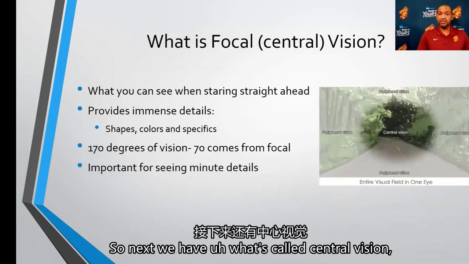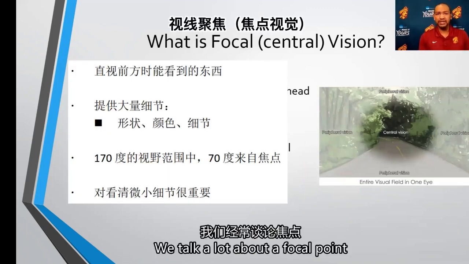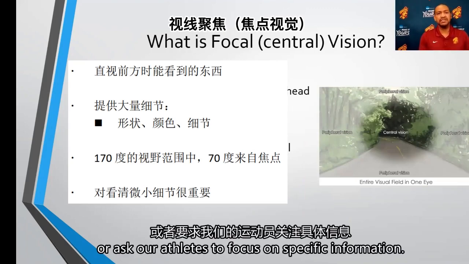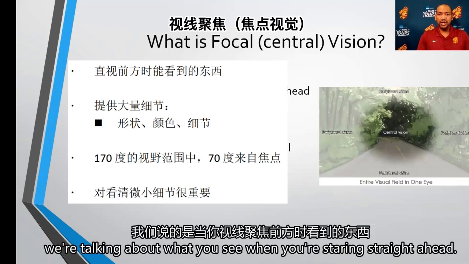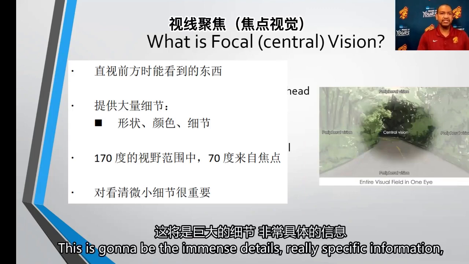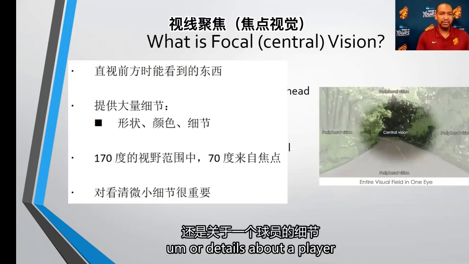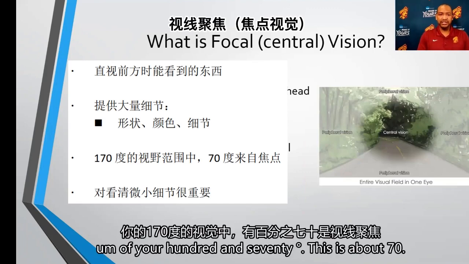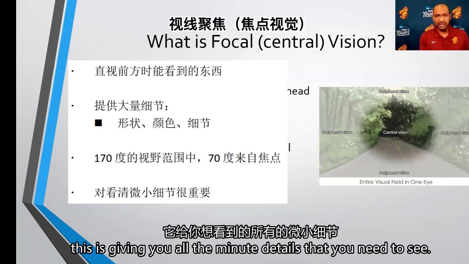So next we have what's called central vision, but I like to call it focal vision, right? We talk a lot about a focal point, or ask our athletes to focus on specific information. When I talk about focal vision, we're talking about what you see when you're staring straight ahead. This is going to be the immense details, really specific information, whether it's color, shapes, or details about a player. Of your 170 degrees, this is about 70, but obviously this is giving you all the minute details that you need to see.